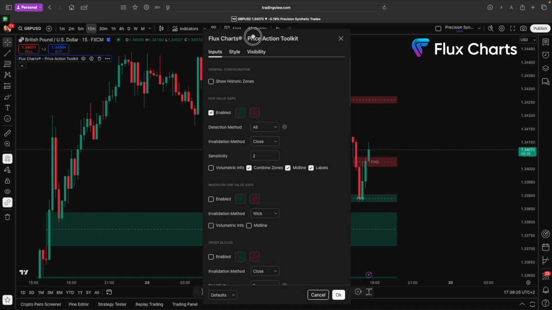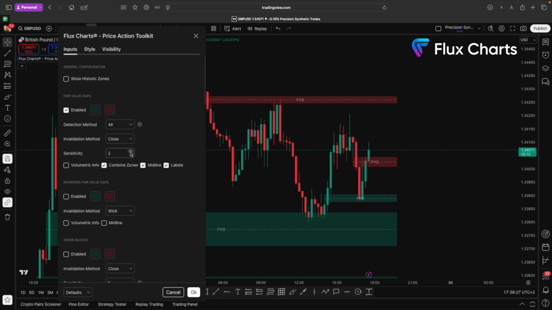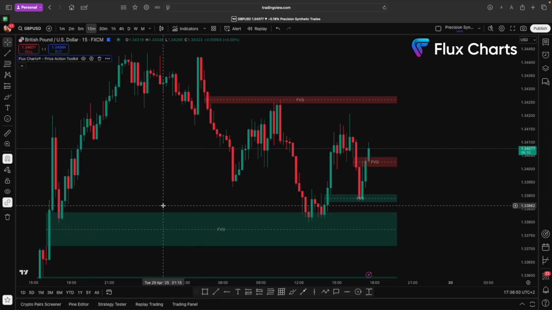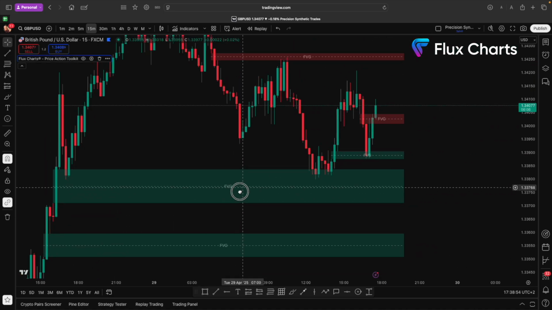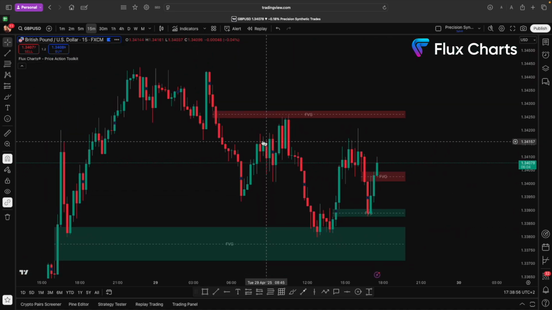So the higher you put the sensitivity, the fewer it will show. The lower you put it, the more fair value gaps it shows. So I like it between 2 and 4. It all depends on which time frame you are on as well. I will come to the time frames later on. But as you can see, this is a nice indicator that plots out your fair value gaps.